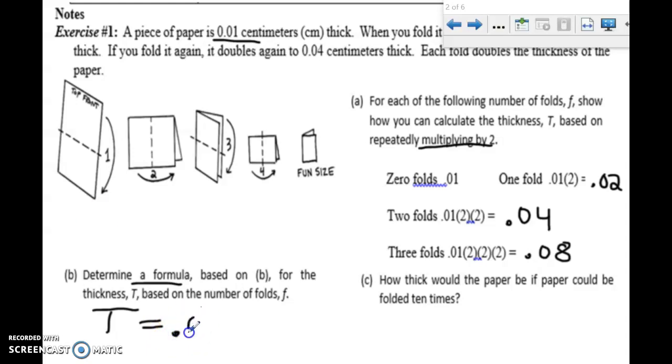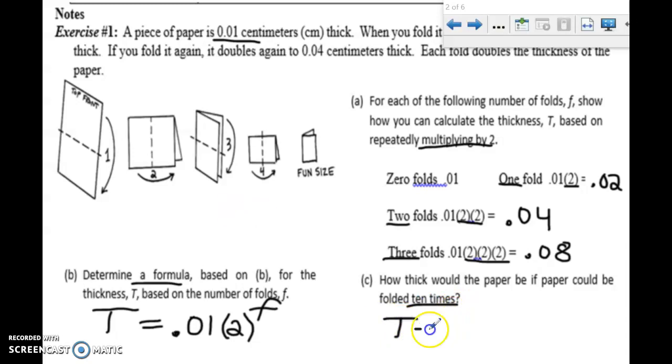I always put the initial value, the y-intercept, first. Okay, piece of paper started at 0.01. Now, what was I doing? I was doubling it. So I'm multiplying it by 2. Now, how many times do you multiply by 2? 1 fold, 1 two. 2 folds, 2 twos. 3 folds, 3 twos. So the number of folds is the exponent. That doesn't quite make sense? Stay with me. If I folded the paper 10 times, how thick would it be?